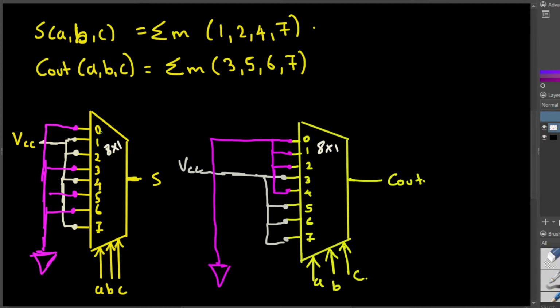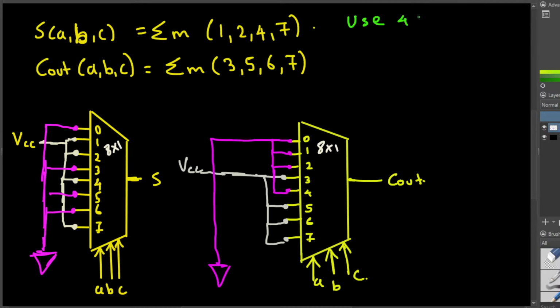Design this diagram using the given expression. Here we use 8 by 1 muxes, and here also we use 8 by 1 muxes to express this sum and the carry out. Now here what we're going to see is, let's say the question is asking to use 4 by 1 muxes only.